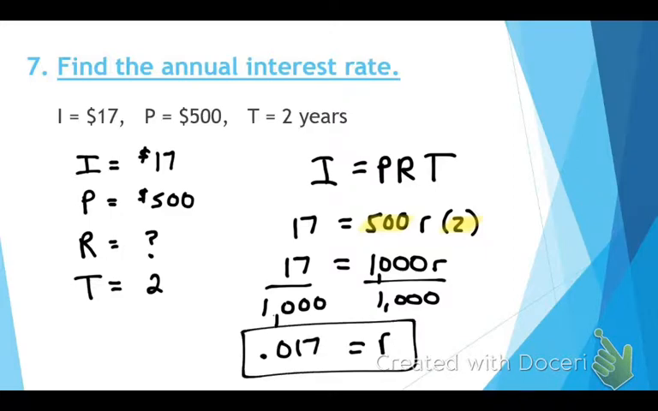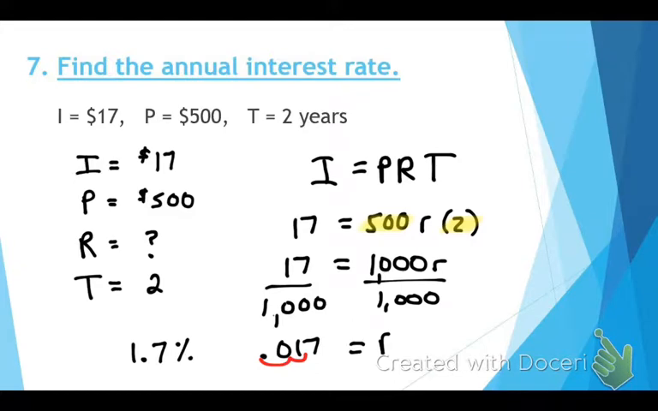What's wrong with that, guys? A rate will always come out as a percent, so you need to turn that over there, so your final answer would be what? 1.7%.